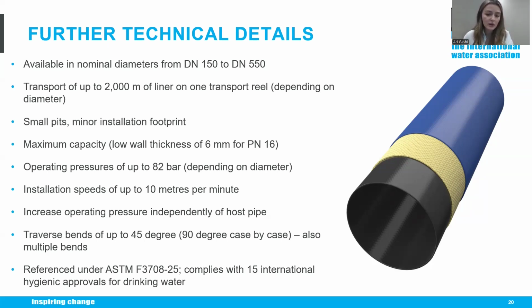Another important point is the pressure rating, of course. Depending on the diameter, again, operating pressures of up to 82 bar are possible. The system itself can also negotiate bends of up to 45 degrees without additional excavation. And in some project-specific situations, even larger bends are possible. Also, multiple bends. The product itself is referenced under ASTM F3708-25, which complies with 15 international hygienic approvals for drinking water.